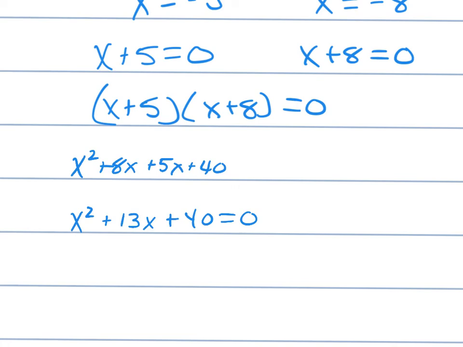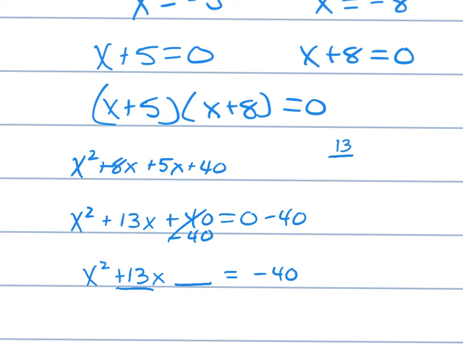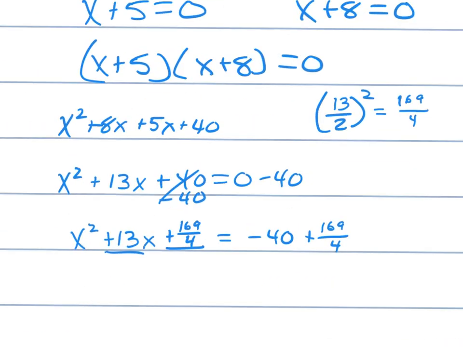Where am I going from there? Subtract 40. And I get x squared plus 13x, there's my little blank, minus 40. I hate when they give me an odd number. I really do. Every time they give me an odd number, I'm so annoyed. Because every single time, that means I have to go 13 divided by 2 squared. 13 times 13 is 169, and 2 squared is 4. So I'm going to add 169 fourths. Add 169 fourths.